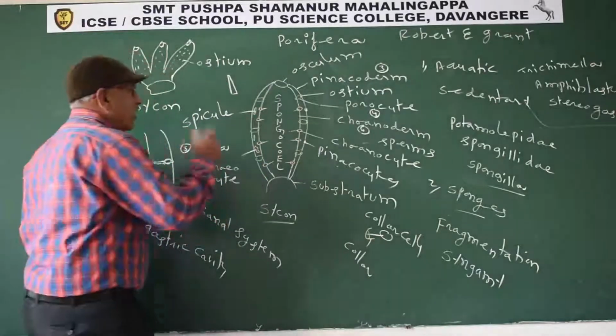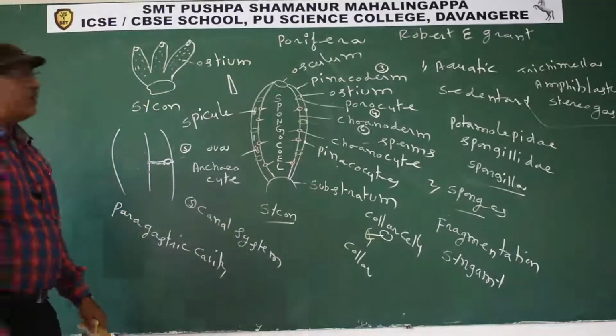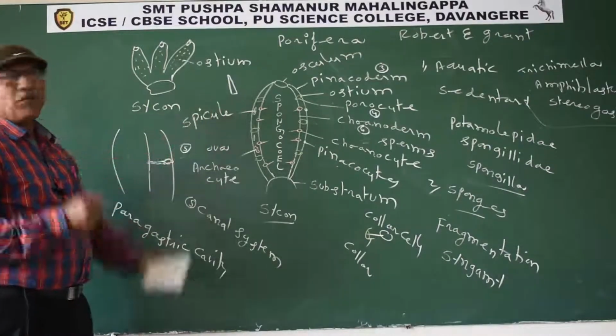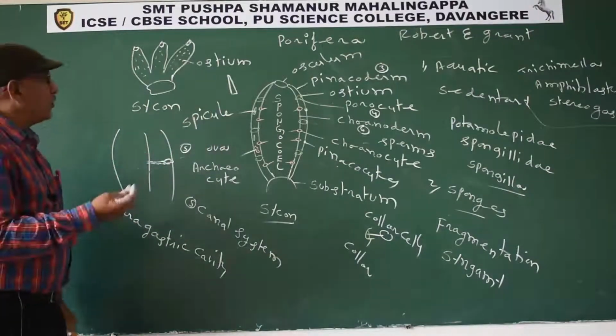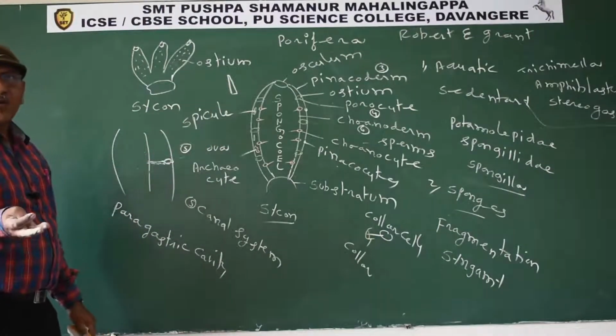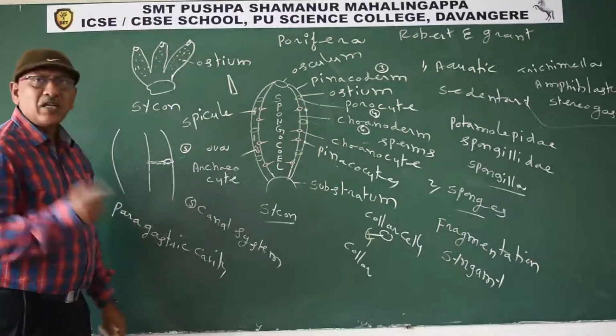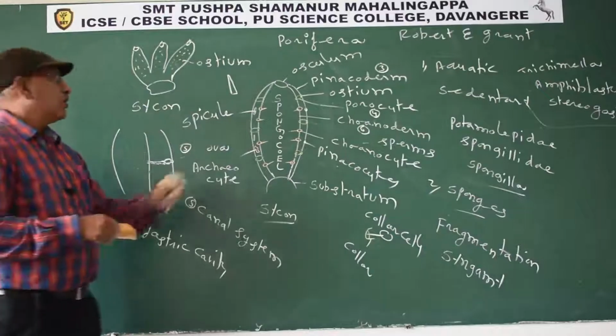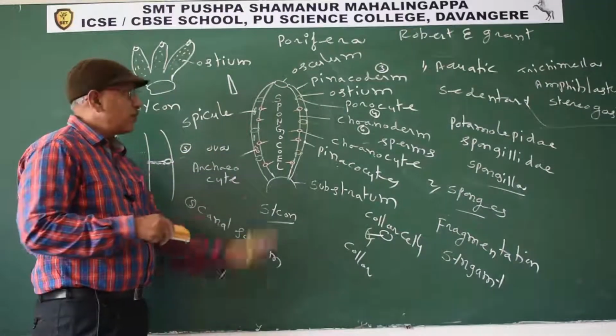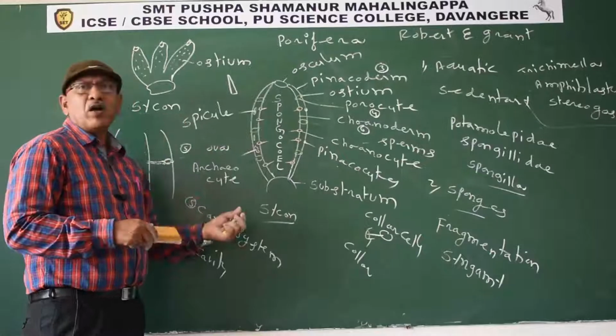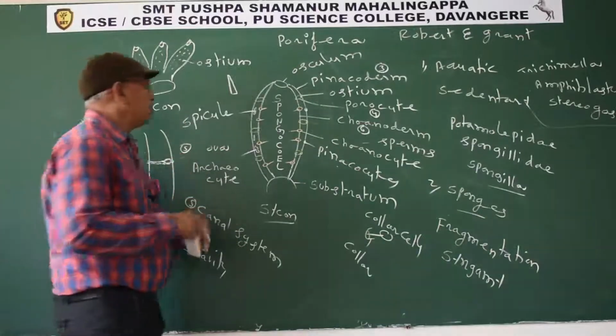In the body wall, an endoskeleton is present. The endoskeleton is in the form of spicules. The spicules are made up of calcium carbonate or silica, or the organic substance spongin fiber. The spicules and spongin fiber present in the body wall protect the animal.